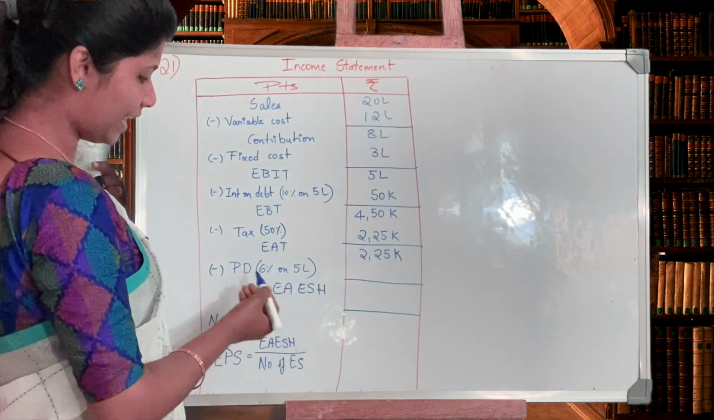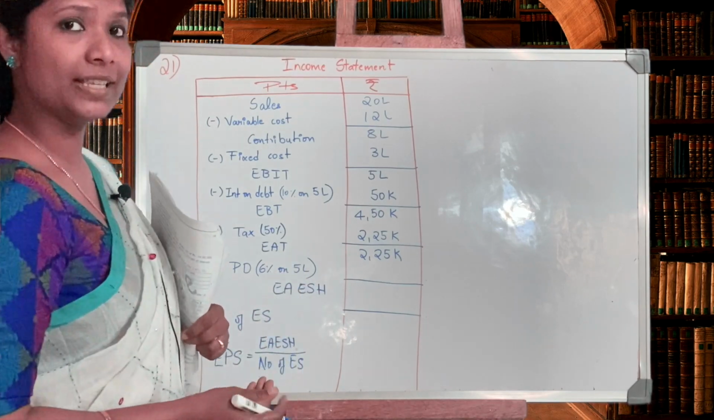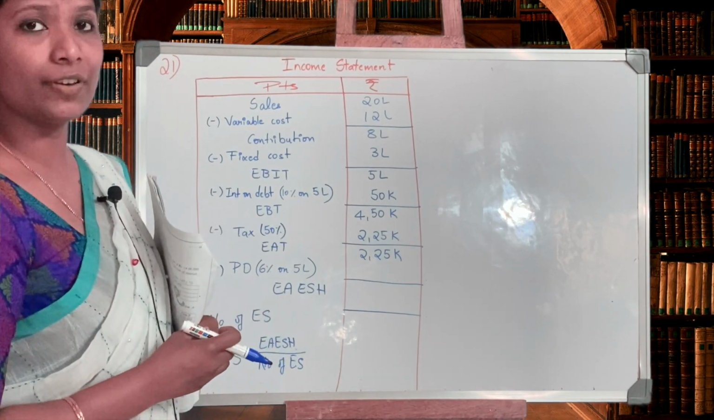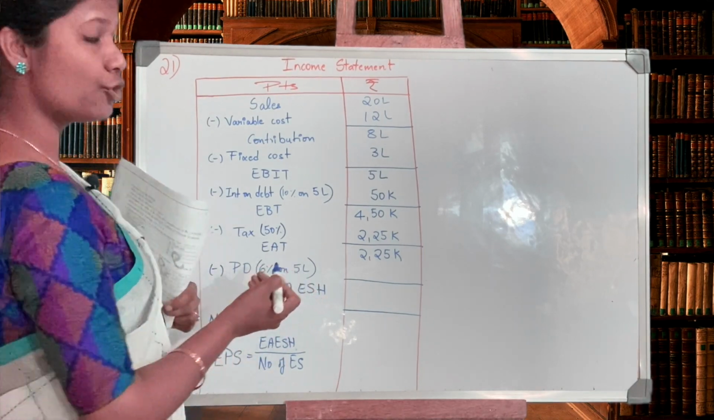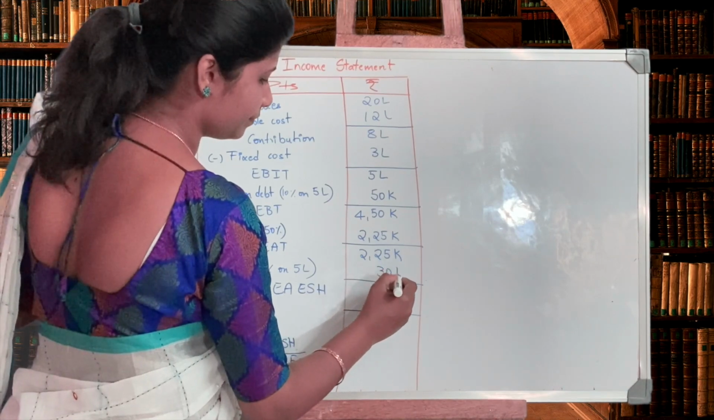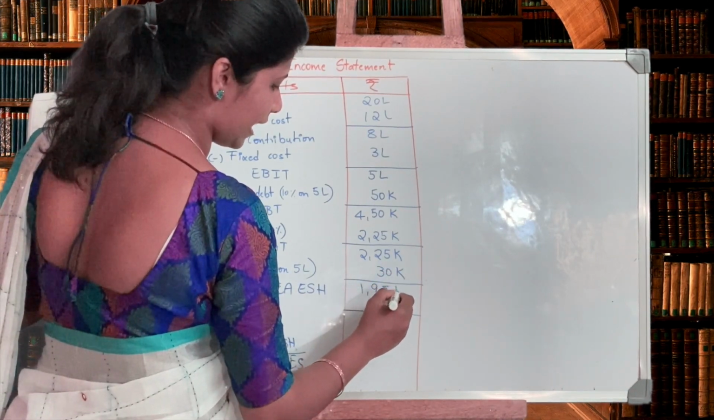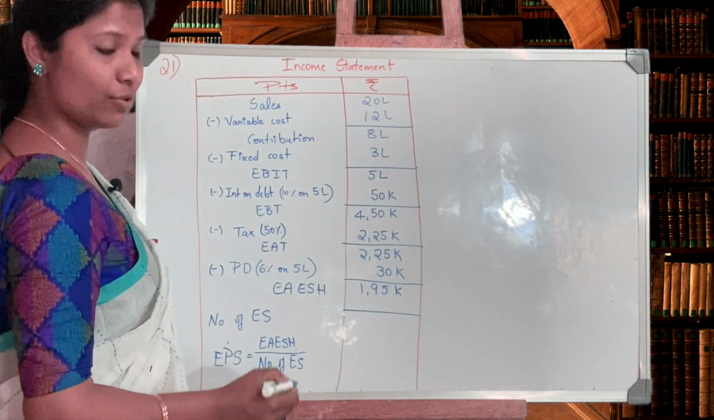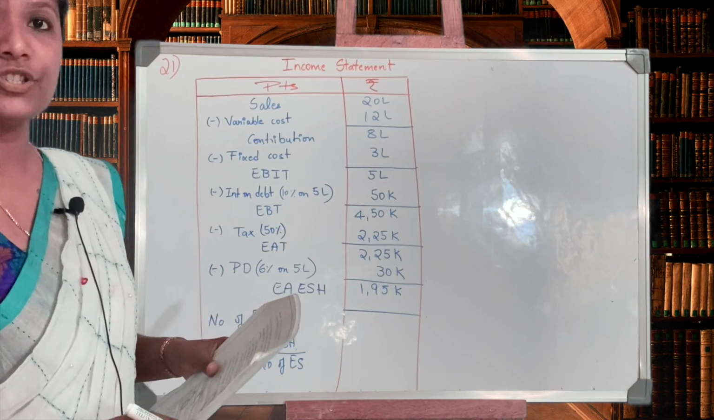Once you deduct that, earnings after taxes is 2 lakh 25,000. Next comes preference dividend. The capital of preference is 5 lakh rupees. The dividend paid to preference shareholders is 6%. So 6% on 5 lakh will give you 30,000. So your balance is 1 lakh 95,000 rupees. So this is going to be your earnings available to equity shareholders.